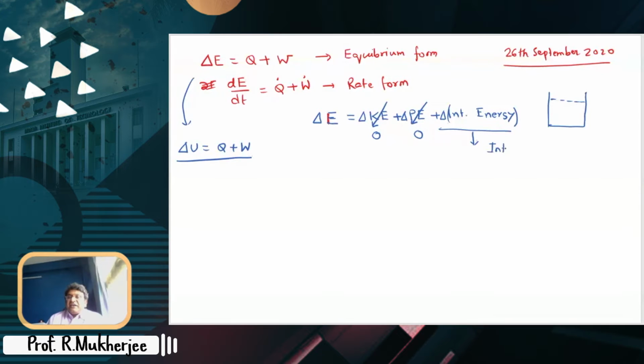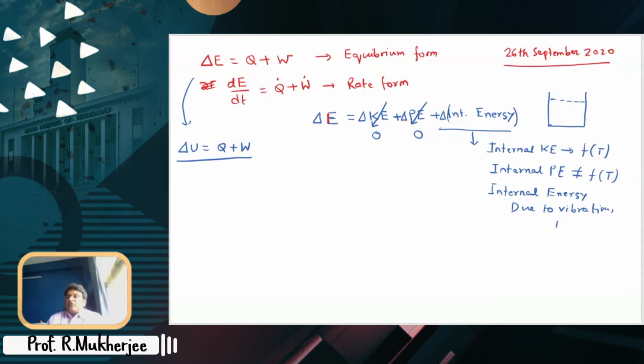So we have internal kinetic energy. The most important realization is this is a function of temperature. We have internal potential energy, which is not a function of temperature. And then we have associated internal energies due to vibration, rotation, etc. Now, this is the concept we have.